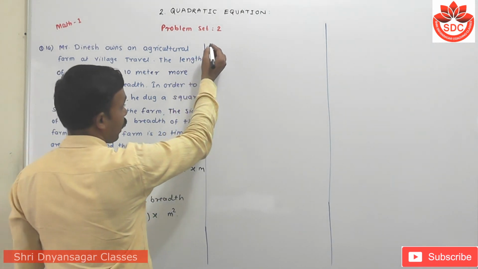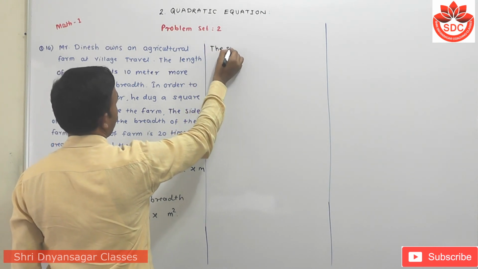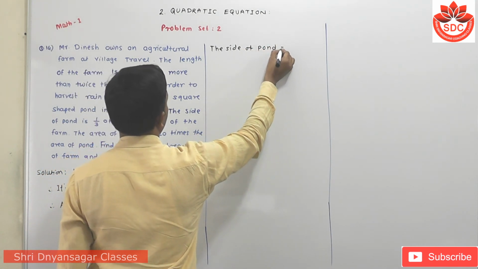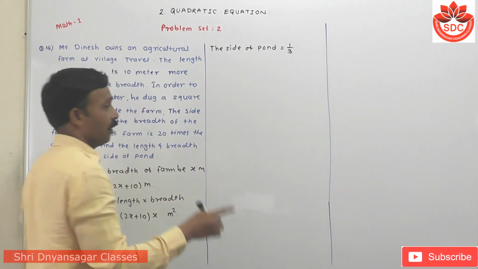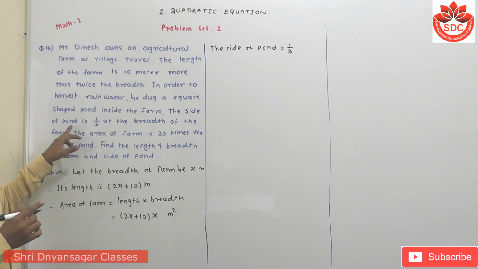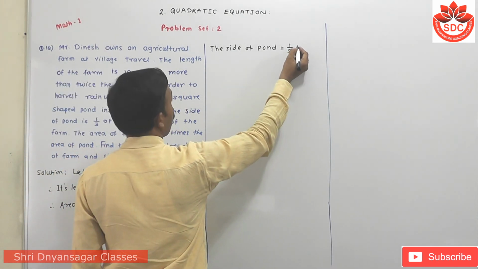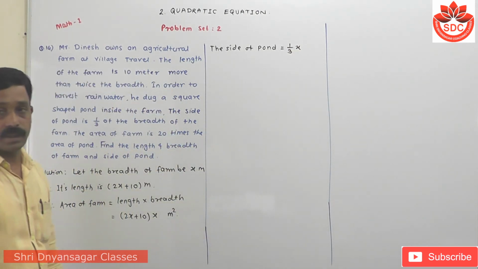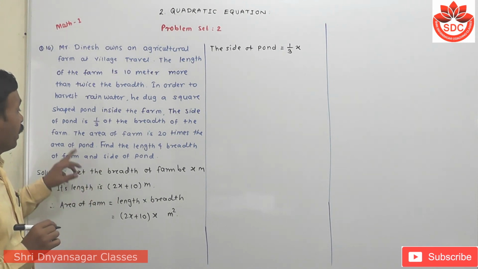So I have to first write down the side of the pond is equal to 1/3 into the breadth of the farm. The breadth of the farm is x, into x. Now student, we also have to find out its area.